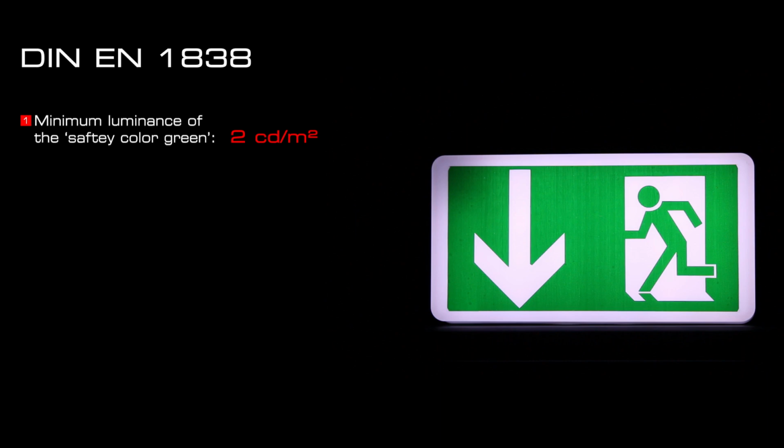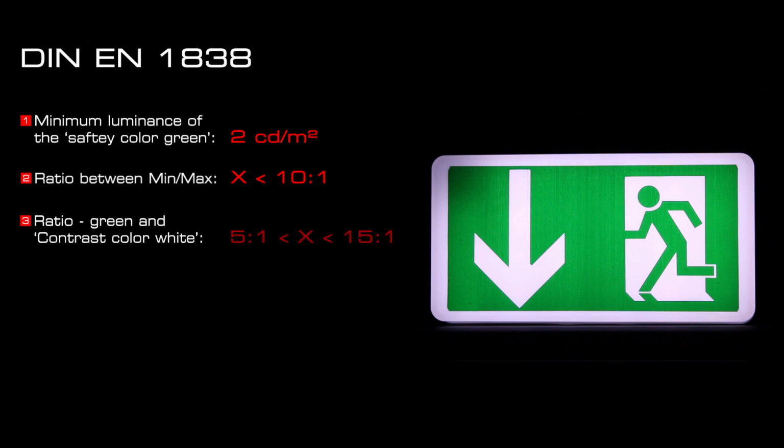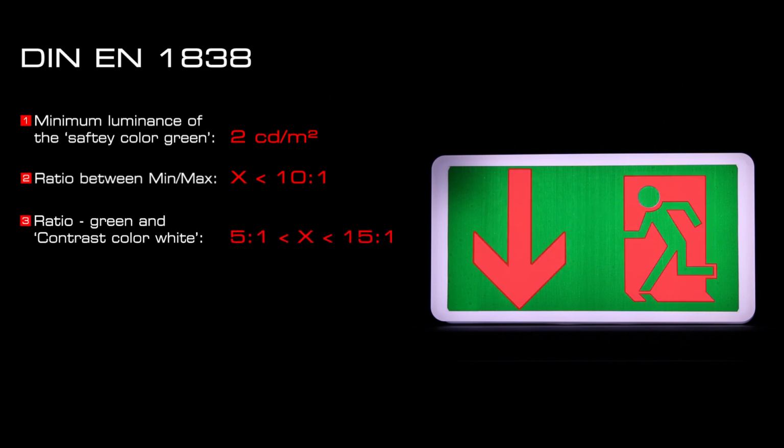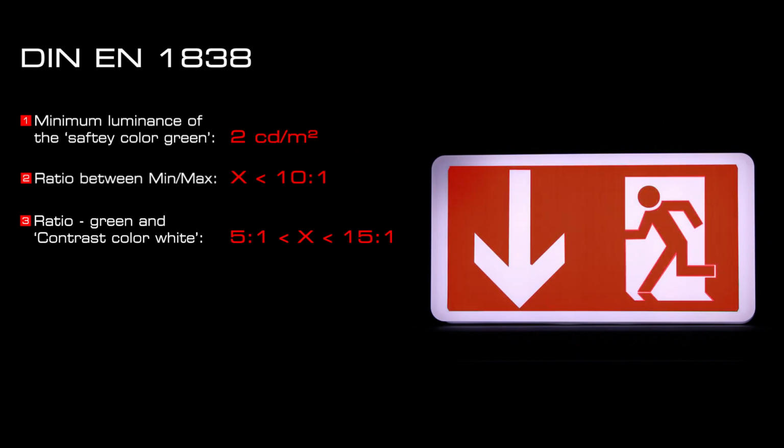The ratio between minimum and maximum luminance within the contrast color white and the safety color green should not be greater than 10 to 1. Bigger differences between two adjacent signs should be avoided. The ratio between the contrast color white and the safety color green should be at least 5 to 1 and should not be greater than 15 to 1.